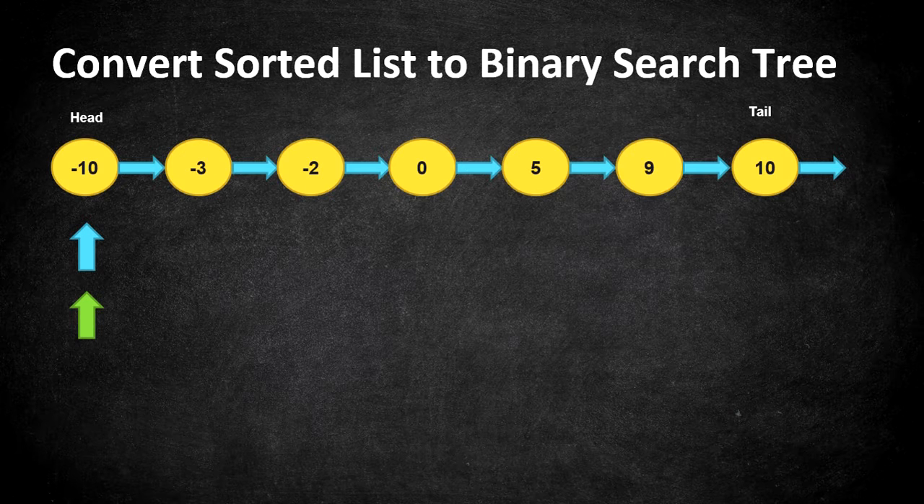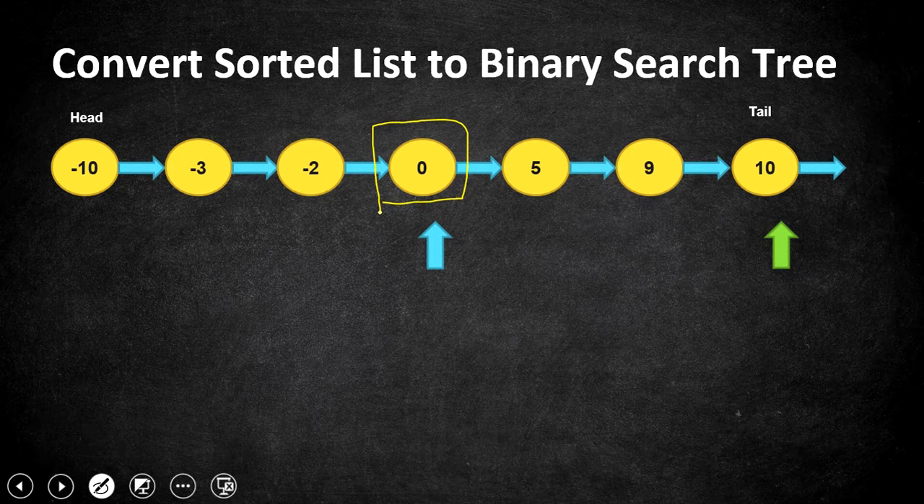So here we are going to have two pointers. Let blue be the slow pointer and green be the fast pointer. The slow pointer moves one node at a time and the fast pointer moves two nodes at a time. We are going to iterate these two pointers till the fast pointer reaches the end of the linked list, so that our slow pointer will be exactly at the middle. So by using this technique, we found our middle value.